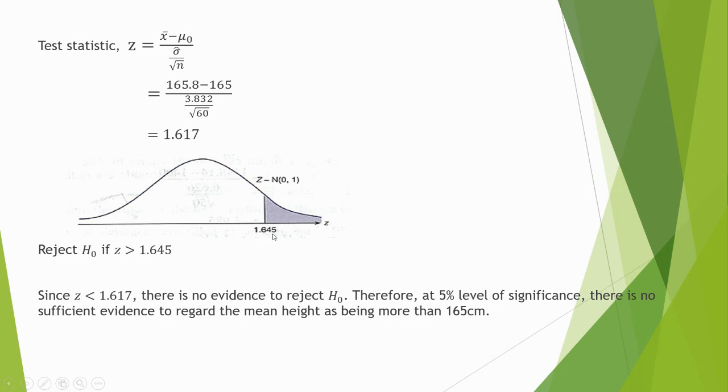1.645. If this z value falls inside the shaded region, then we will reject our H0. But since this z is 1.617, which is somewhere here, outside the shaded region, outside the critical rejection region, then we say that there is no evidence to reject H0. So we have to accept our H0. Understand?